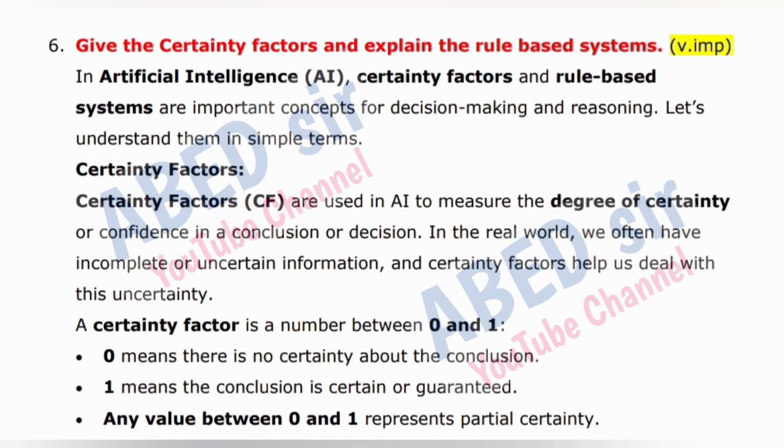Certainty factors. Certainty factors, CF, are used in AI to measure the degree of certainty or confidence in a conclusion or decision. In the real world, we often have incomplete or uncertain information, and certainty factors help us deal with this uncertainty. A certainty factor is a number between 0 and 1. 0 means there is no certainty about the conclusion. 1 means the conclusion is certain or guaranteed. Any value between 0 and 1 represents partial certainty.